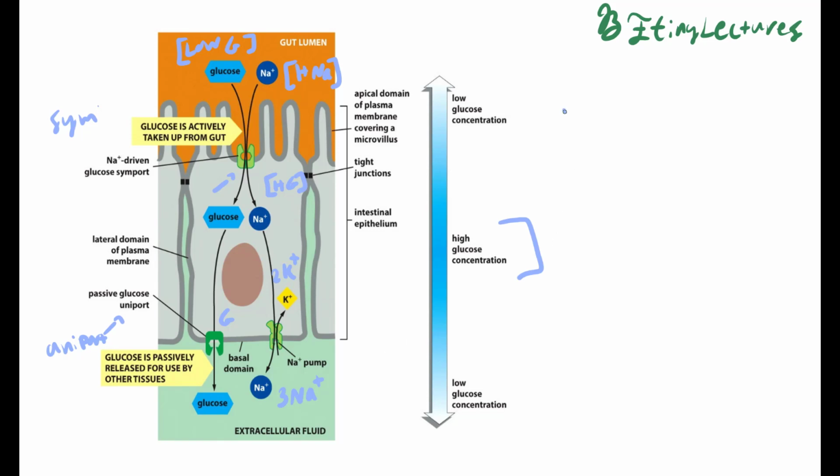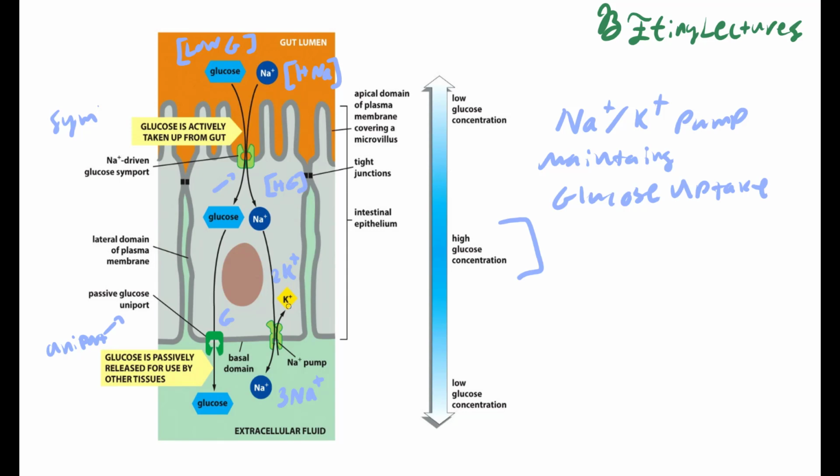So we can say that the sodium-potassium pump maintains glucose uptake. So it gets rid of the excess amount of sodium inside of the cell, and because there is a low concentration of sodium in the cell, the sodium outside can go into the cell. So very cool.